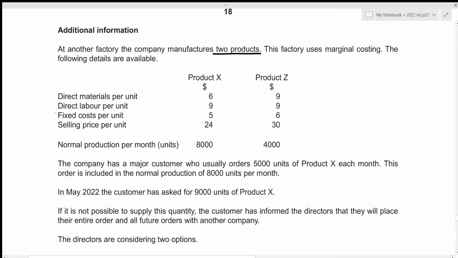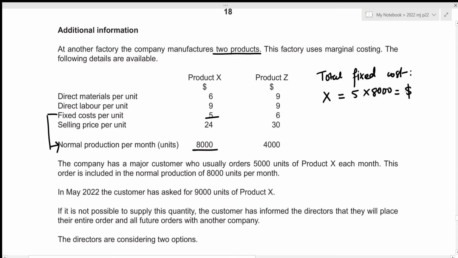Okay, we can see that the fixed cost is given per unit, and these relate to these particular units, meaning that any additional units or any units reduced will not affect our total fixed costs. So first of all, let's figure out our total fixed costs for both product X and product Z. So for X, we have the fixed cost per unit of 5, and then we can multiply it with the total units of 8,000. So that's 5 times 8,000, which gives our total fixed cost for product X to be 40,000.